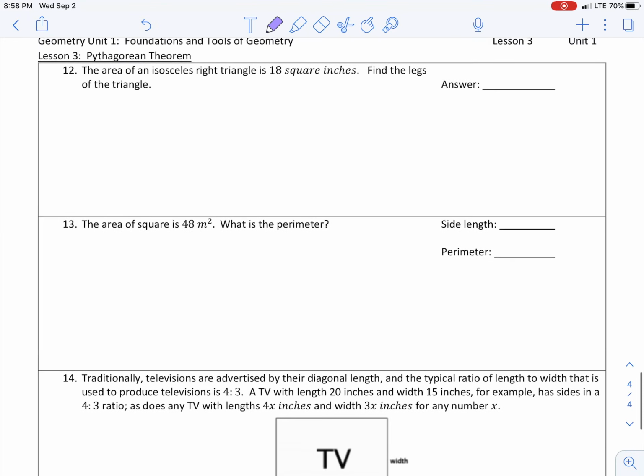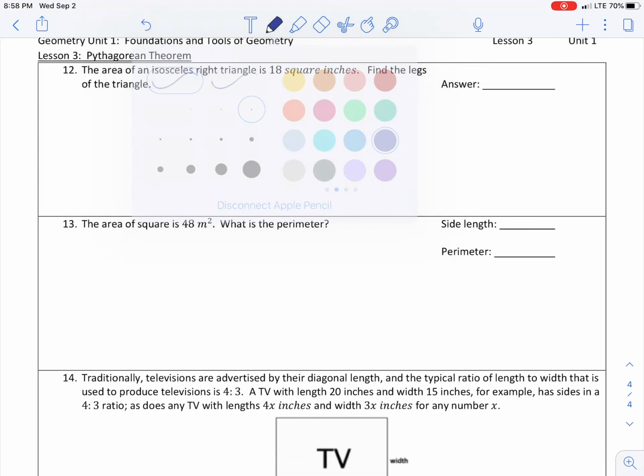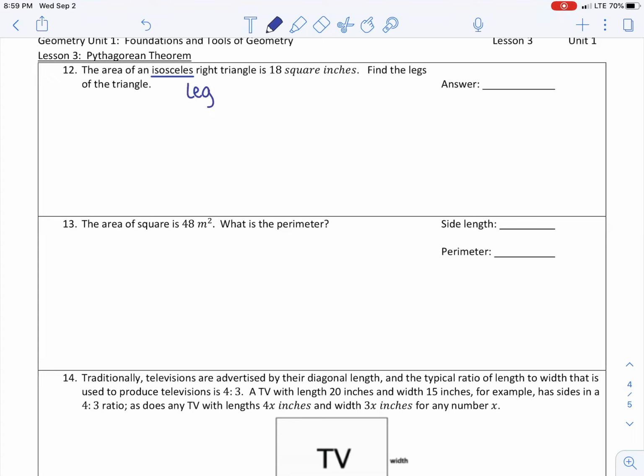Okay, moving on to number 12. This one is actually very similar also to the ones that we just did. But this time we're talking about area. So we have an isosceles right triangle. And I don't know if you guys have heard of isosceles or not. But isosceles means that two of the sides are congruent, which means that our legs are going to have to be equal or congruent.